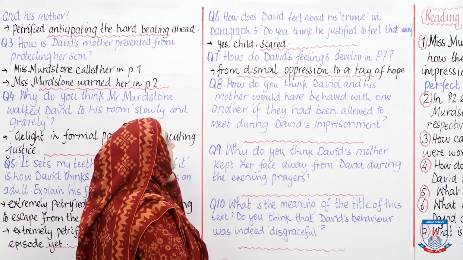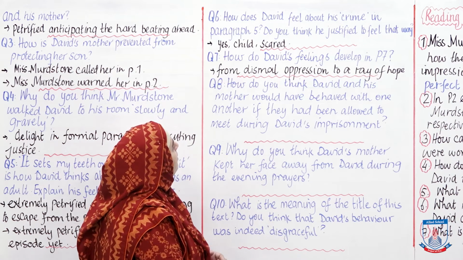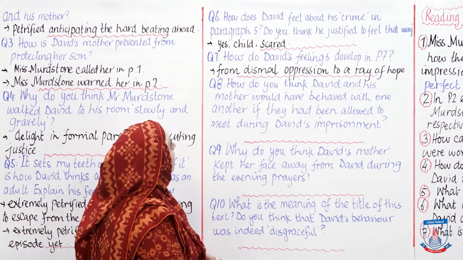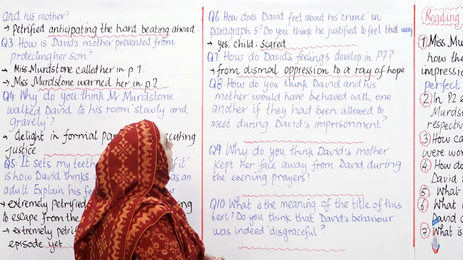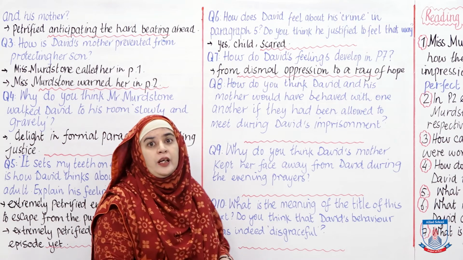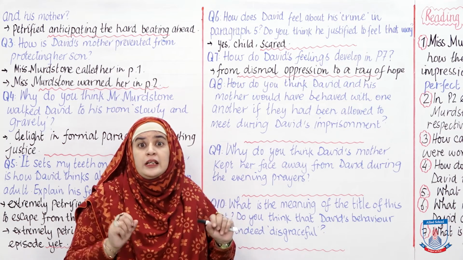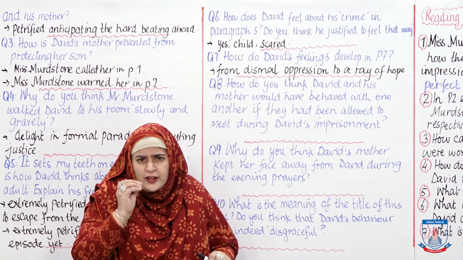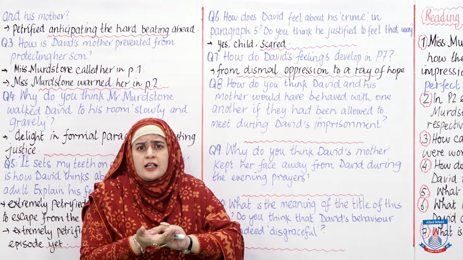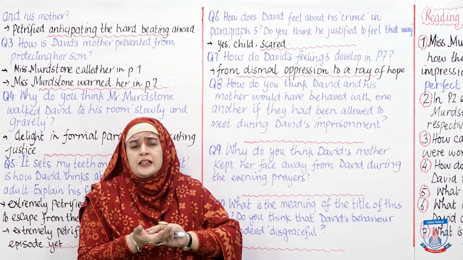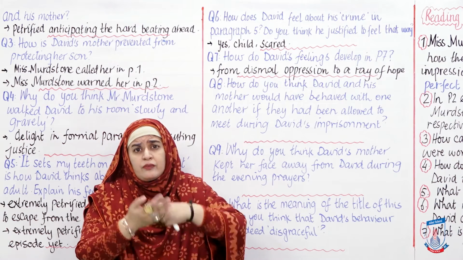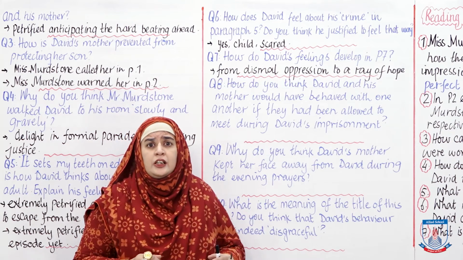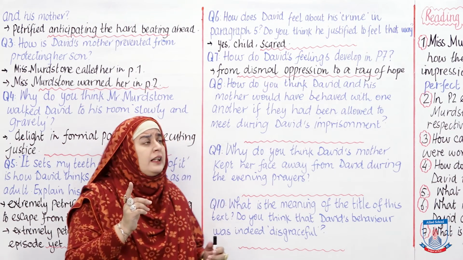Alright, question number 6 says, how does David feel about his crime in paragraph 5? Do you think he is justified to feel that way? What was the crime? He bit Mr. Murdstone's hand very severely और इतना कस के बाइट किया था कि 15 days तक मिस्टर मर्डस्टोन के एक बैंडेज रैप्ड थी. तो what did he feel?